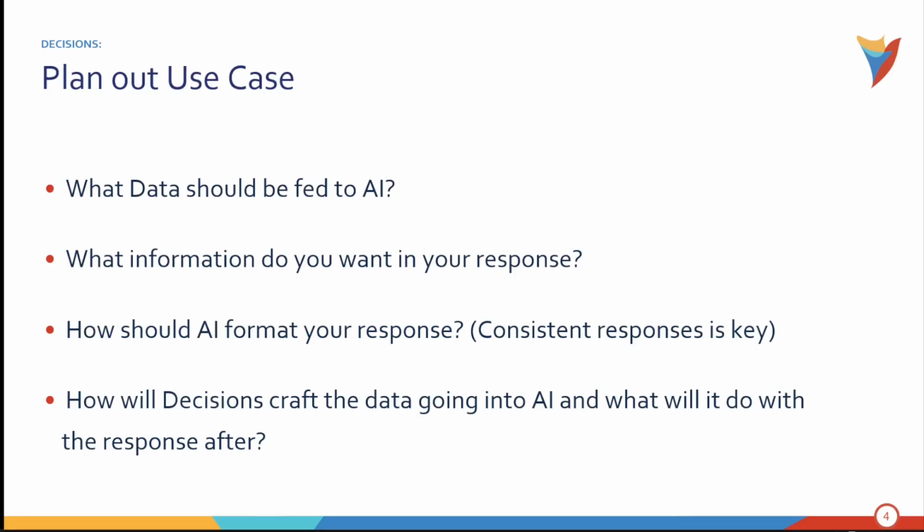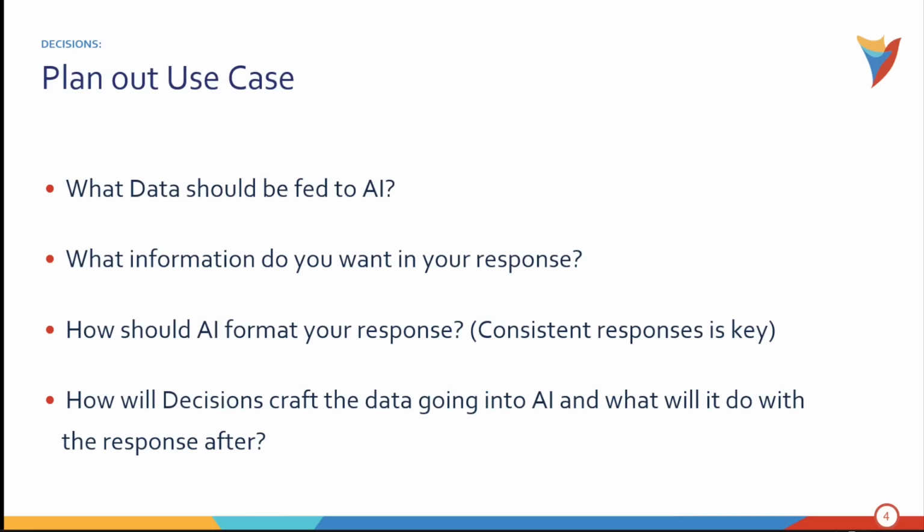Think about how exactly you want to use AI. What are you giving to the AI? What information do you want in your response? How should AI format that response? In most cases, you're going to want something consistent, so you have to make sure the AI can be consistent and isn't going to give you things you don't really understand or things that become unpredictable.